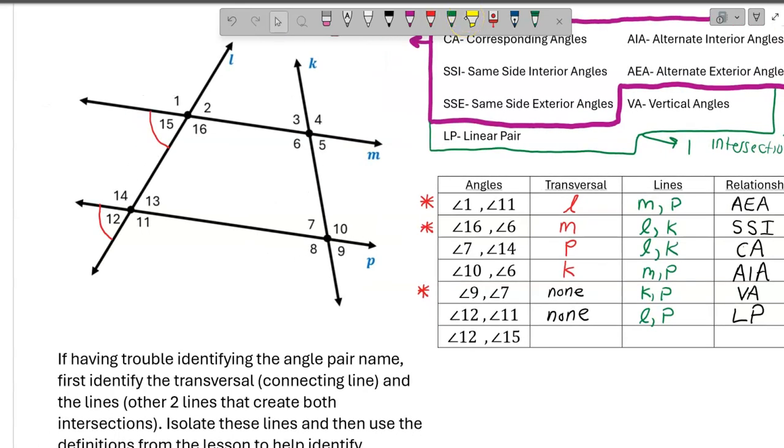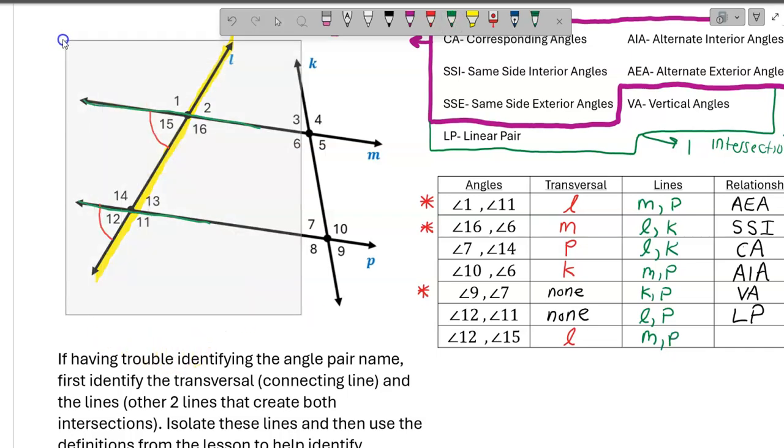Our transversal in this case is line L. So we'll go ahead and draw that yellow line again for that. My other lines, my non-transversals, are M and P, which I'll highlight there in green. So M and P. Now, if you already can see what this is, that's great.